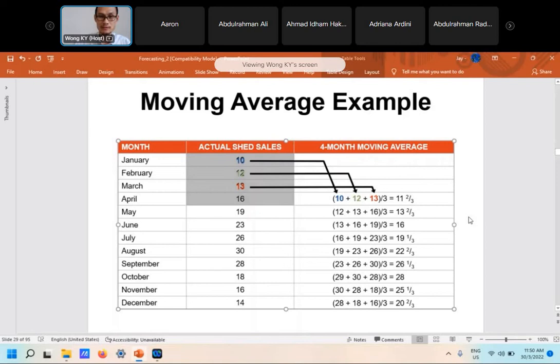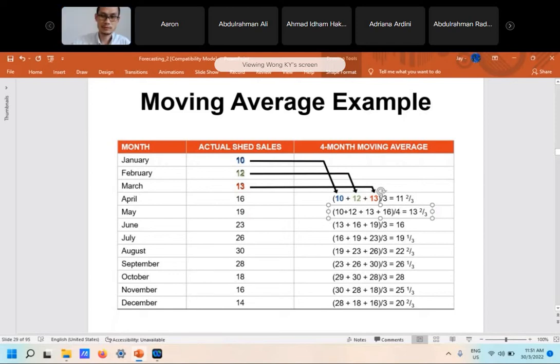Understand? So let's say now the question gives you these 4 sets of data: 10, 12, 13, 16. You're at the end of April. The question asks you to forecast the demand for May using a 4-month moving average. Then how do you do it? It's just 10 plus 12 plus 13 plus 16 and then divide by 4. So that will give you the 4-month moving average value for May.